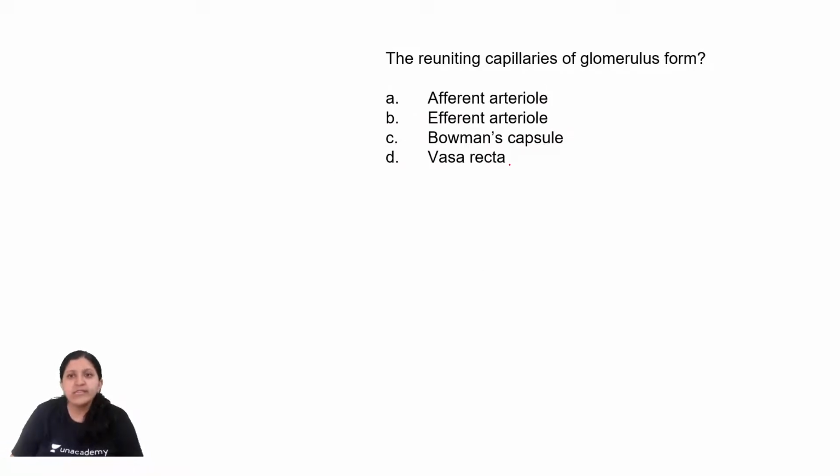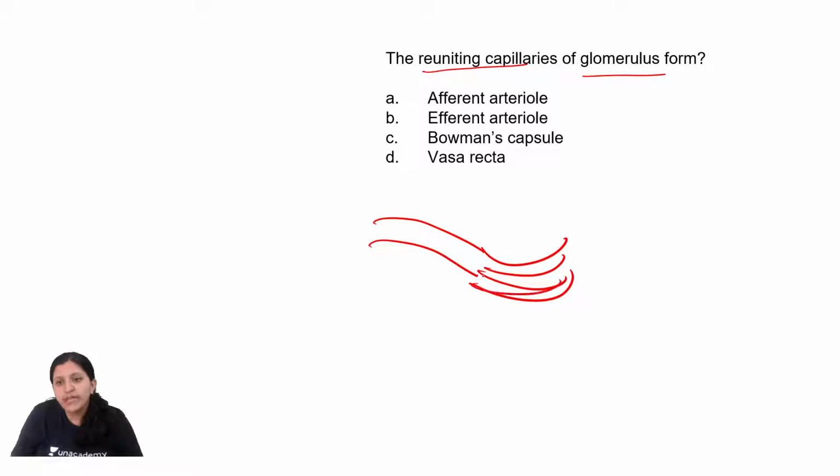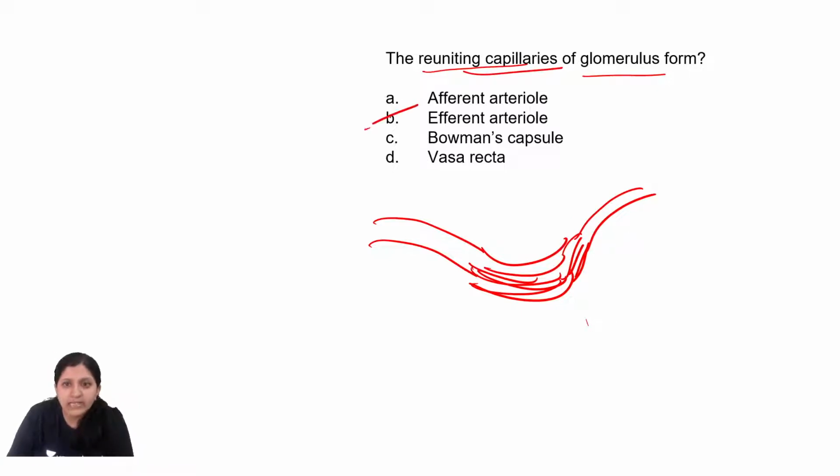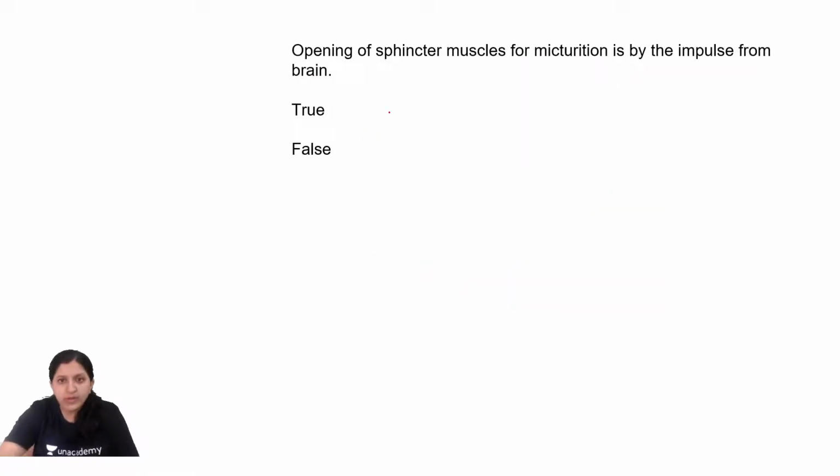Next, the reuniting capillaries of the glomerulus form what? The afferent arteriole comes in, then the capillaries form through division, then all of them unite together and form an efferent one. So the reuniting capillaries of the glomerulus are called the efferent arteriole. Opening of the sphincter muscles for micturition, that is urination, is by the impulse from the brain: true or false? This one again is true.